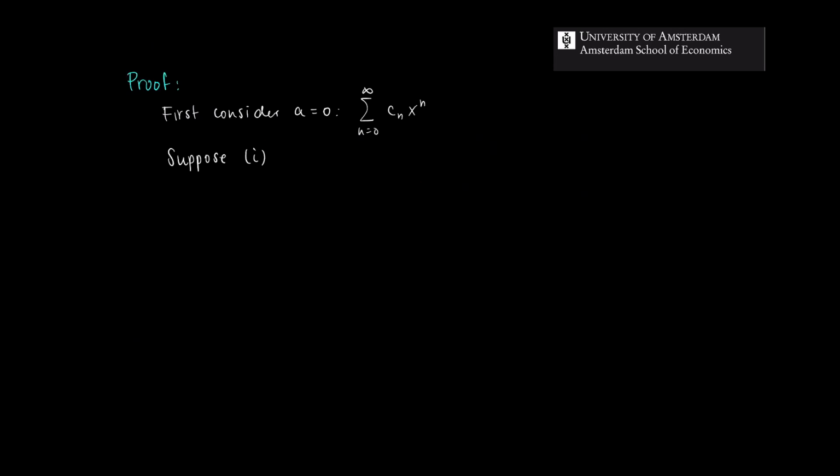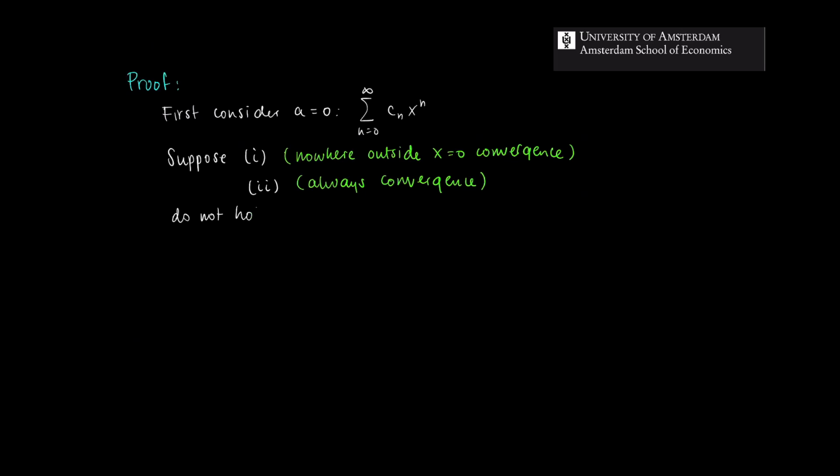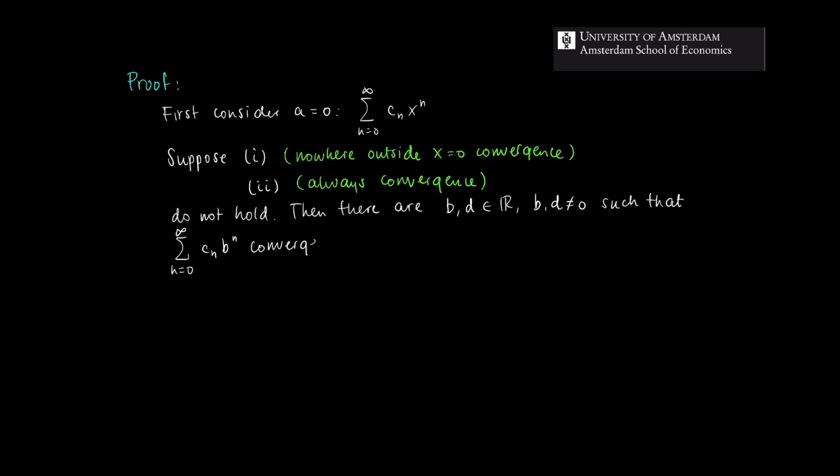Suppose that we have the first two cases, right? So nowhere outside x equals 0 do we see convergence, and the second one is always convergence for any x, right? Suppose these first two do not hold. What it means is that there must be a b and d in R, both unequal to 0, for which we have convergence of the power series when we include b, and divergence when we put in d for x, right?